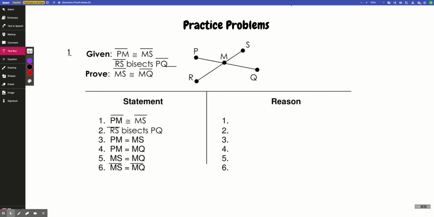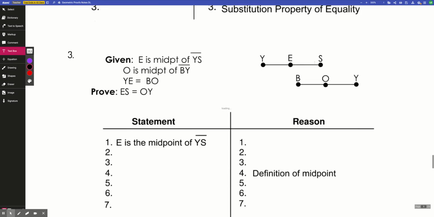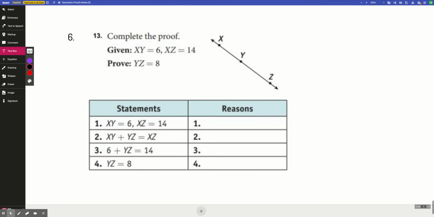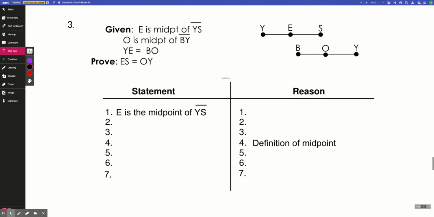Hi everyone, this is your practice problems video on geometric proofs. So there are 6 proofs, I believe, on here. Yep, 1, 2, 3, 4, 5, 6 proofs that we're going to look at.